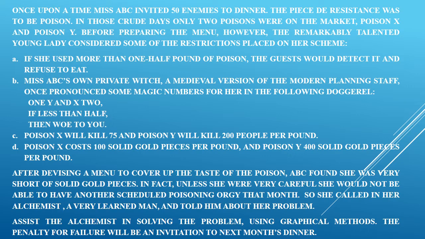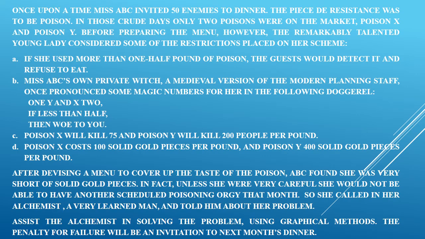Now, once upon a time, Miss ABC invited 50 enemies to dinner. It is always better to point out the important figures. In this statement, 50 enemies is important. Please note it down. Then the pièce de résistance was to be the poison. In those crude days, only two poisons were on the market, poison X and poison Y. Please note down poison X and poison Y. There are two products involved in this statement.